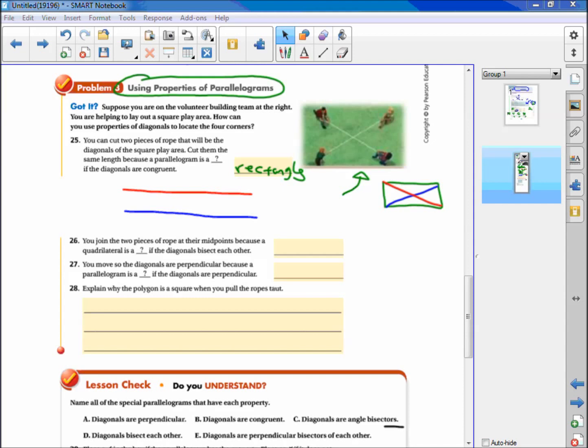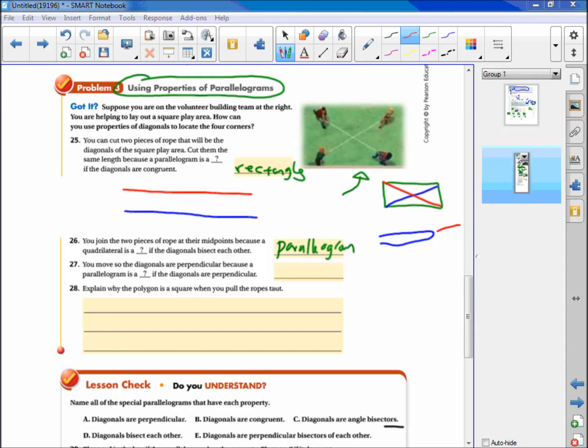You can join the 2 pieces of rope at midpoints because a quadrilateral is a parallelogram if the diagonals bisect each other. We have to make sure it becomes a parallelogram. To do that, we would just loop them around like this, and where they meet, tie them up. So now we have midpoints.